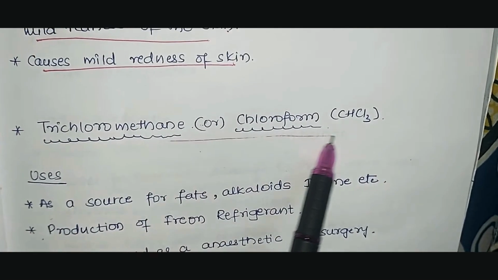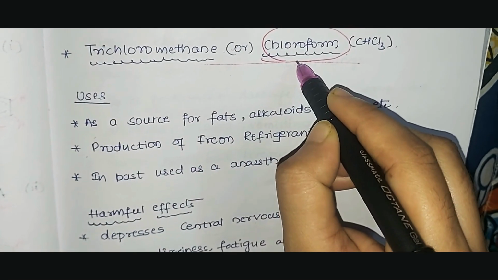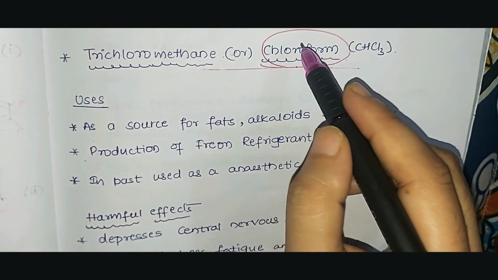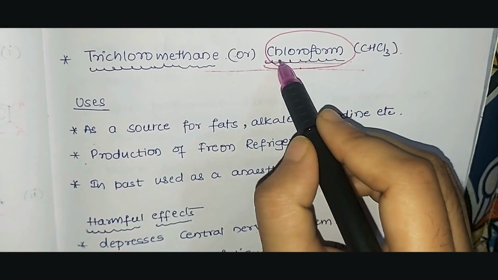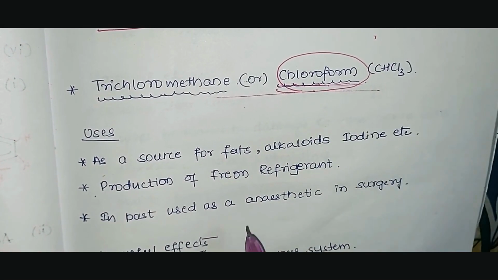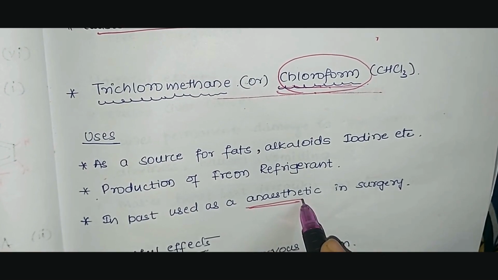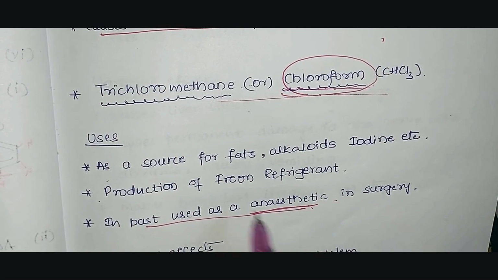The next is trichloromethane or chloroform. Usually you have heard the term chloroform. In many movies you might have seen, they take some liquid onto a kerchief and kidnap people using chloroform. So you can get an idea that it is used to make people unconscious, and in biological terms we call it an anesthetic. So in earlier days it was used as an anesthetic in surgery.